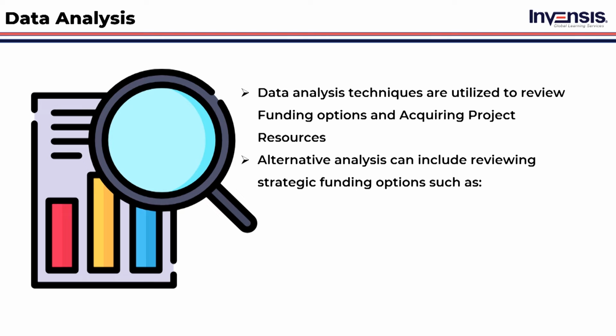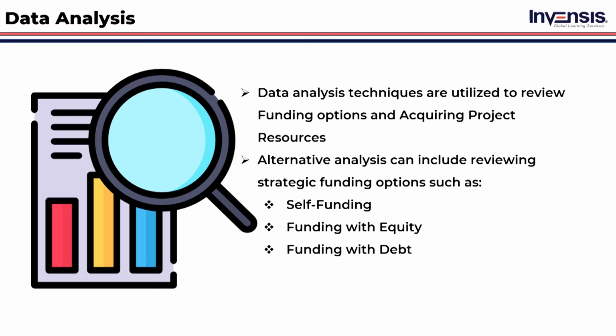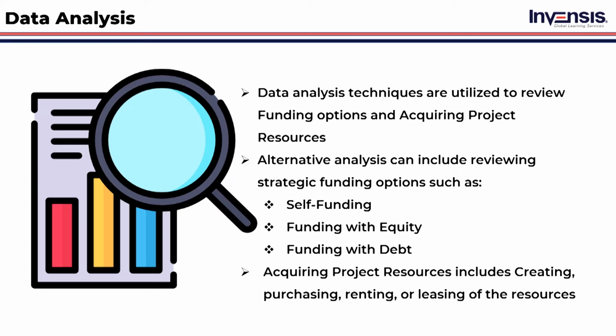Alternative analysis can include reviewing strategic funding options such as self-funding, which means a project where the money needed to complete the project is 100% raised by a specific organization. Funding with equity. Equity funding involves selling a portion of a company's equity in return for capital. Funding with debt, which means the debt and equity are used to finance the project, and are paid back from the cash flow generated by the project. Along with these, acquiring project resources includes creating, purchasing, renting, or leasing of the resources. This data analysis technique will clearly help a project manager to analyze various funding options for the project, and that helps in planning the cost management.